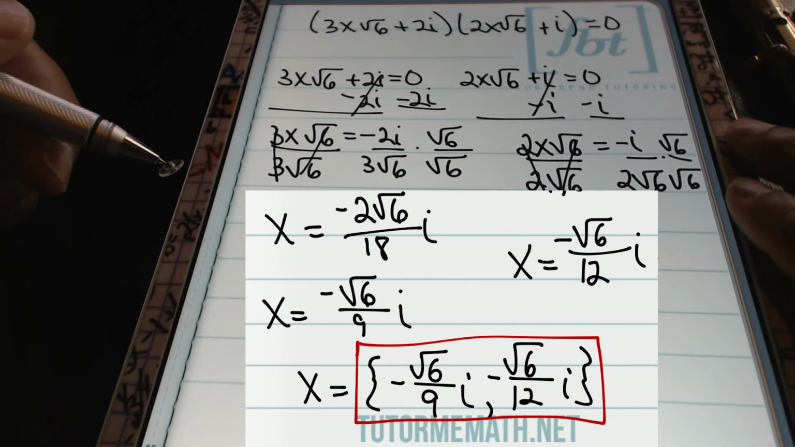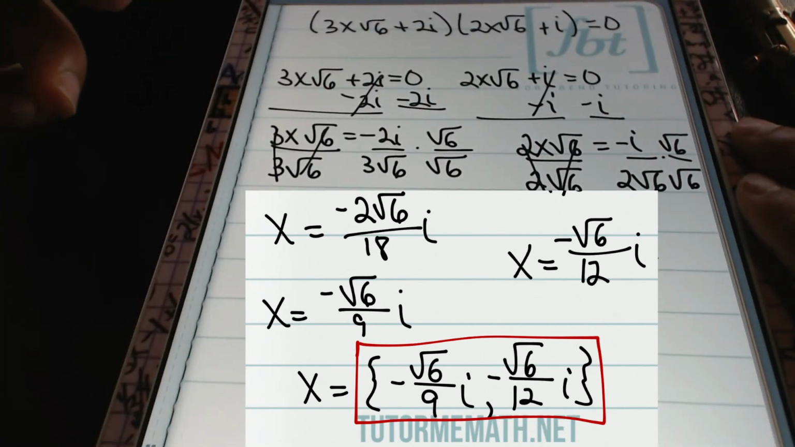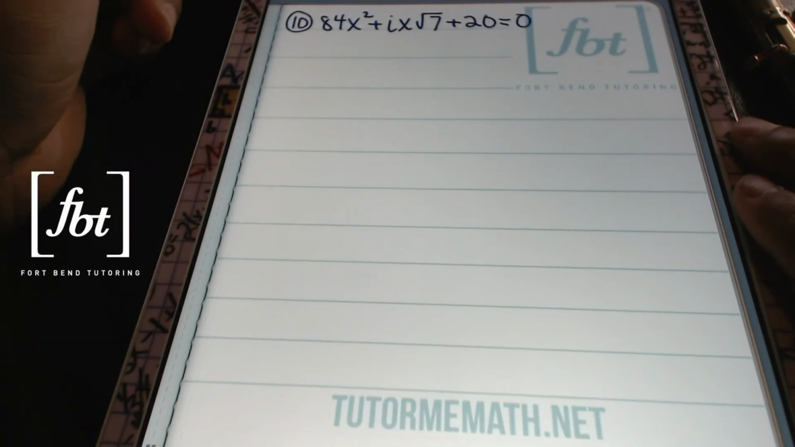Okay. There you go. There's your solution. Red box it. Red boxing it. Just like that. That was problem number 9, ladies and gentlemen. Finally, we have problem number 10, ladies and gentlemen.